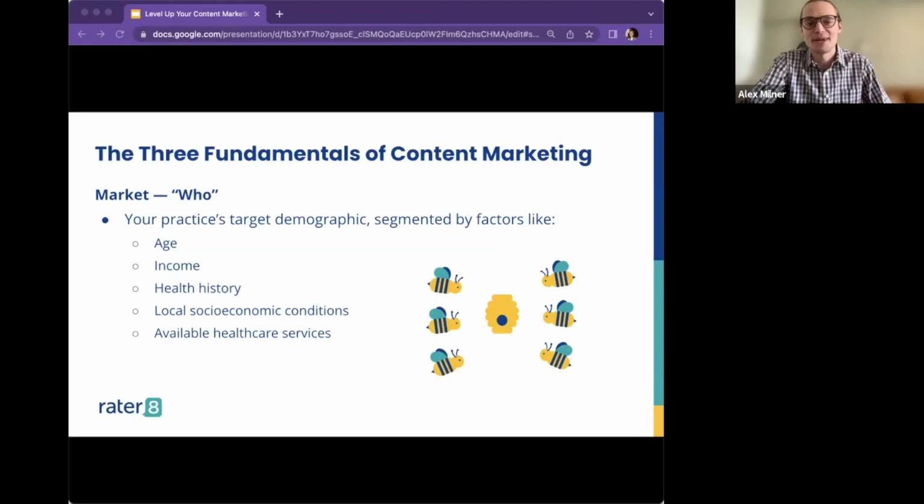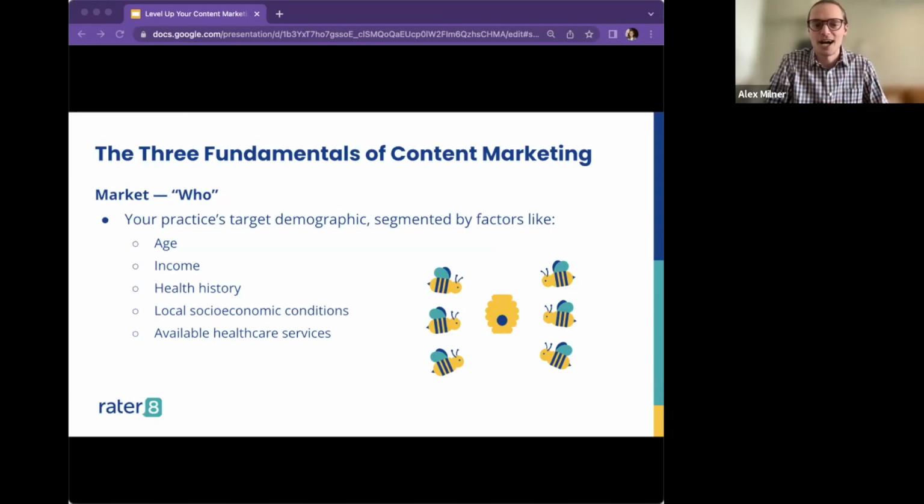Our first fundamental is our market. Your practice's market is your target demographic, the primary patients you look to serve, segmented by things like age, income, health history, and other relevant characteristics. Generally speaking, it is also the market that your specialty typically has in terms of clientele, as well as your location's population, socioeconomic conditions, and available health services. In the very simplest form, your market is who you are trying to get into the door and who you are trying to work with.